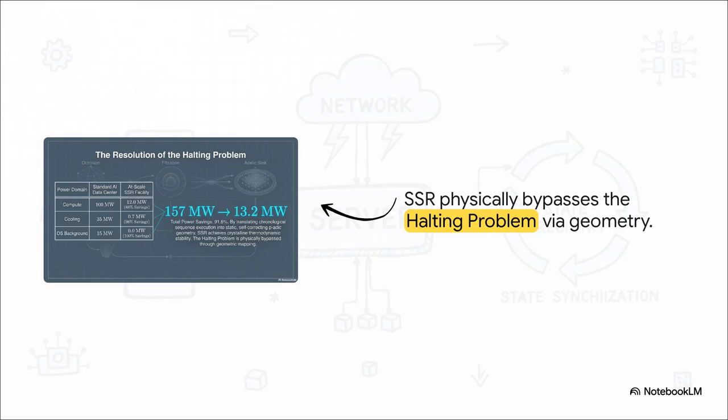All of this culminates in naturally solving perhaps the most famous unsolvable riddle in computer science, the halting problem. By translating chronological execution into this self-correcting p-adic geometry where all those chaotic loops are safely routed to Adelic sinks, the SSR system physically bypasses the halting problem altogether. It simply doesn't need to guess if a program will stop. The geometry itself enforces structural stability no matter what happens.